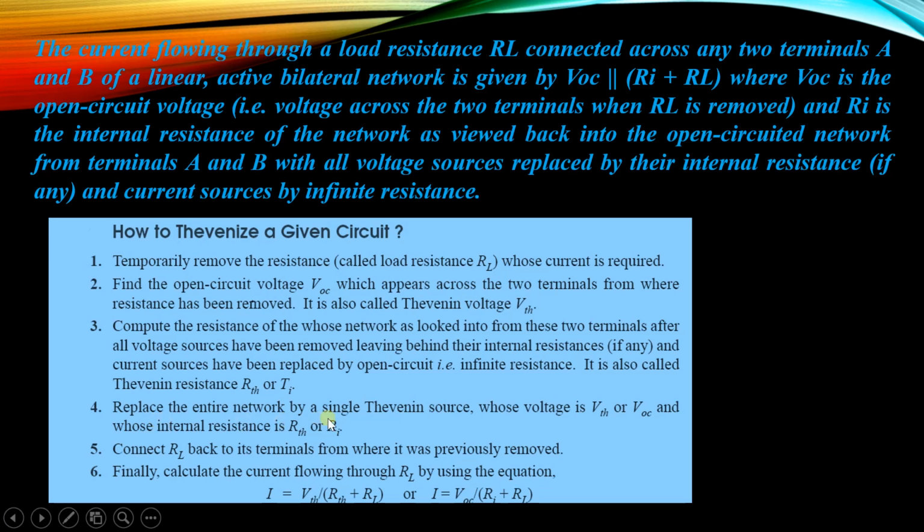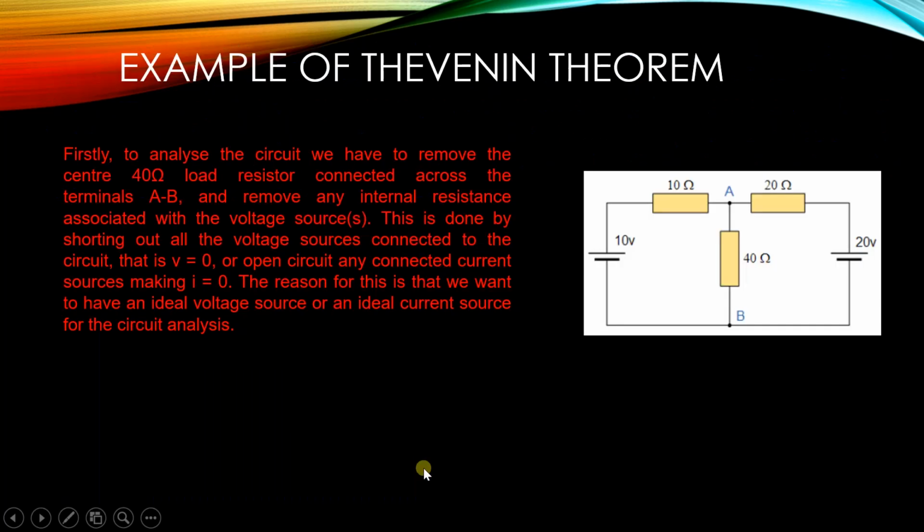Fourth, replace the entire circuit network by a single Thevenin source whose voltage is Vth or VOC and the internal resistance is R_Th or Ri. Fifth, connect RL back to its terminal from where it was removed. As in the first step we removed the load resistance, but after making the Thevenin source we reconnect the load resistance, and finally we find the current across the load resistance. Means I is equal to Vth, the Thevenin voltage, upon the total resistance R_Th plus the load resistance. So this is how we implement Thevenin's theorem.